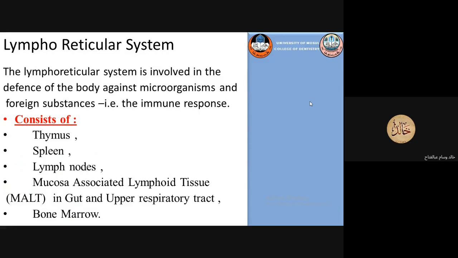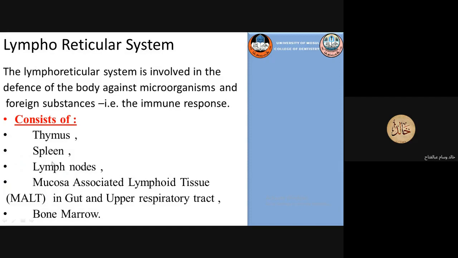Okay? So, what is the lymphoreticular system? What are the tissues of the lymphoreticular system? It includes the thymus, spleen, lymph nodes, mucosa-associated lymphoid tissue, which is found in the gut and the upper respiratory tract, and the bone marrow. These five areas contain the main bulk of our defense mechanism against the microbes.